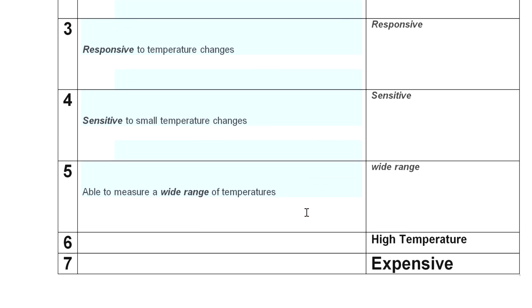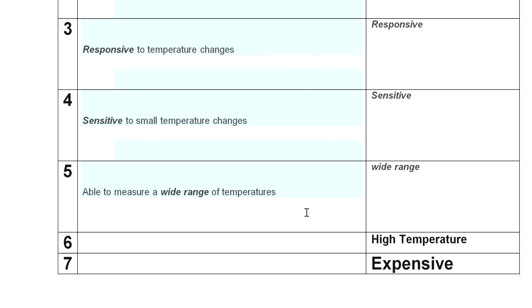Fourth point is it must be sensitive to small temperature changes. Even if we want to measure a very small difference between temperatures, it must give a variation in that as well. So a small temperature change must be assessed by the thermometer. This is called sensitivity. Sensitivity: small temperature change. Responsivity: responsive to temperature changes.